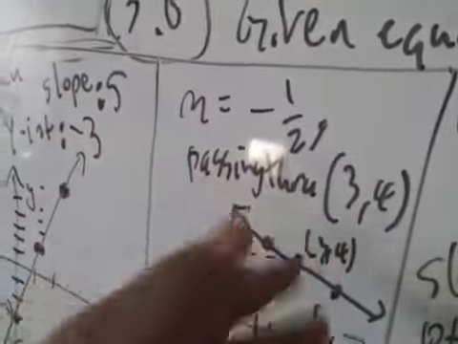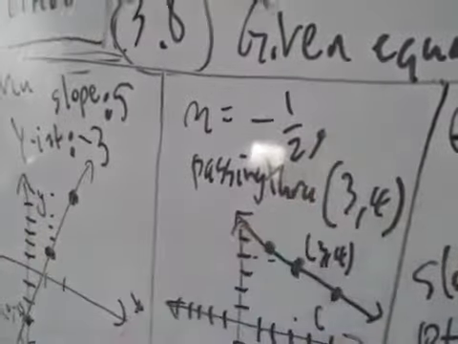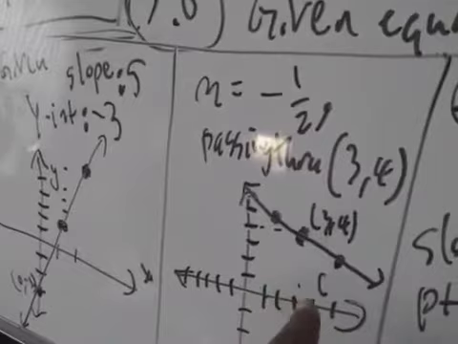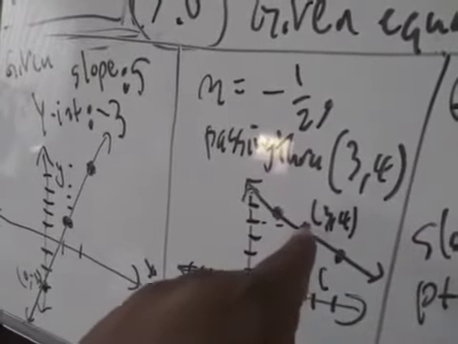Okay, then what if they give you the m, which is really the slope? The m is the slope, and it tells you what point it goes through. So they give you the slope and they tell you what point it goes through. So I plot this point first. 3, 1, 2, 3, and then 1, 2, 3, 4 is right there.